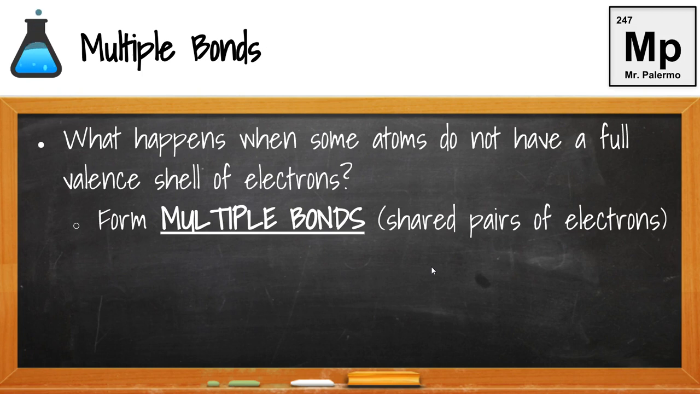Now let's look at multiple bonds. So what happens when some atoms do not have a full valence shell of electrons when they're sharing just 1 pair? What they'll do is they'll share more than 1 pair. They'll form multiple bonds by sharing pairs of electrons.